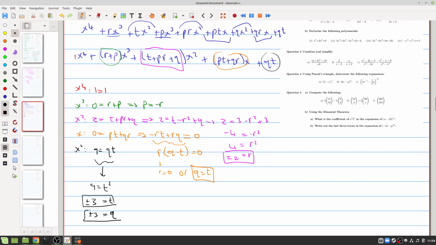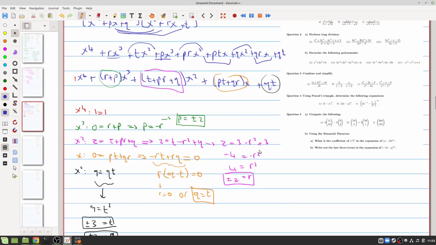Okay, let's do this. Now we've got plenty of things to work with. So p is just equal to negative r. So it's also plus minus 2 then, because that's just the negative of r. So we've got p, q, r, and t. We've got all our values. So now let's plug them in and see what we get.